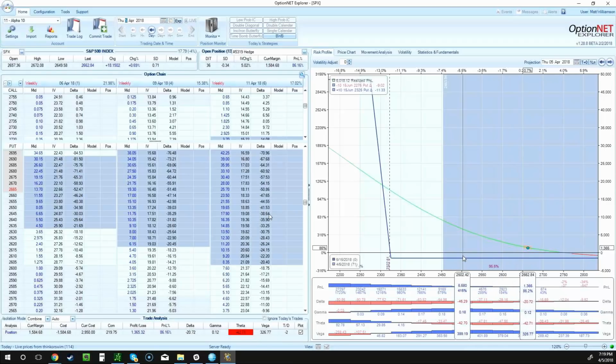So I'm sort of hedging the hedge that is hedging my other hedge. Does that make sense? Is that helpful? Yeah, it does. Great. Thank you. Sure.